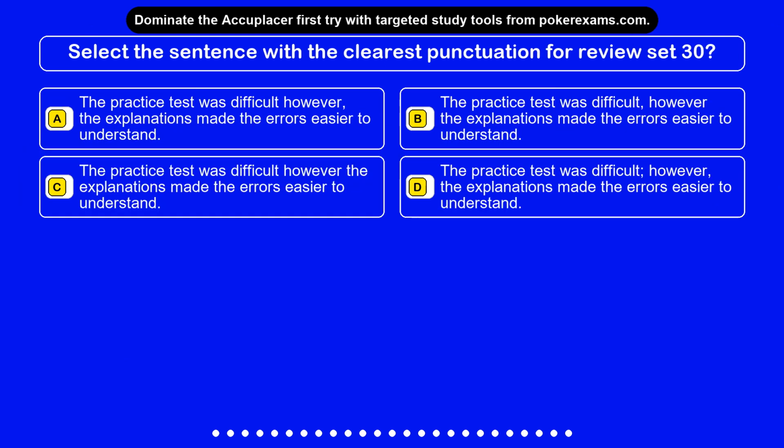Question 19. Select the sentence with the clearest punctuation for review set 30. Option A. The practice test was difficult, however, the explanations made the errors easier to understand. Option B. The practice test was difficult, however the explanations made the errors easier to understand. Option C. The practice test was difficult, however the explanations made the errors easier to understand. Option D. The practice test was difficult, however, the explanations made the errors easier to understand.